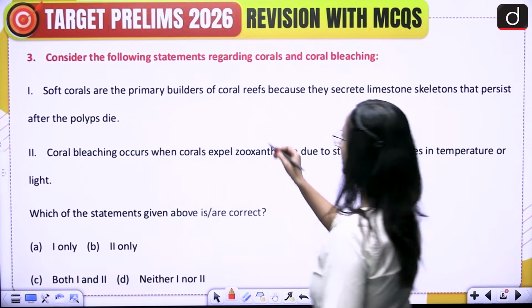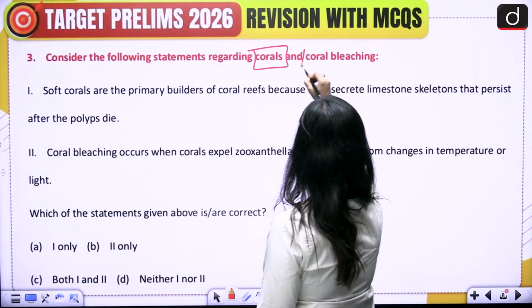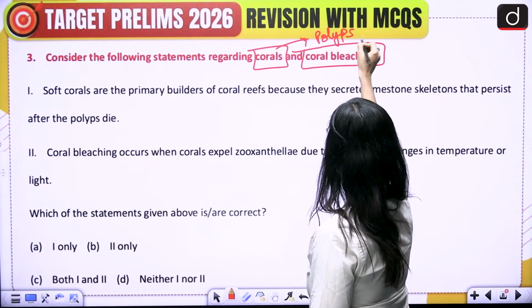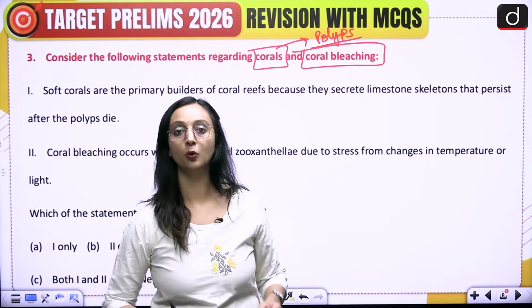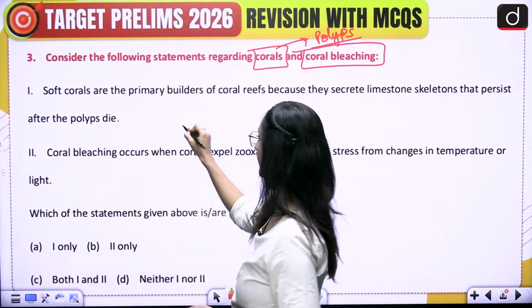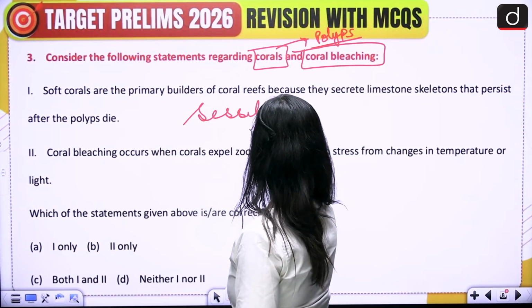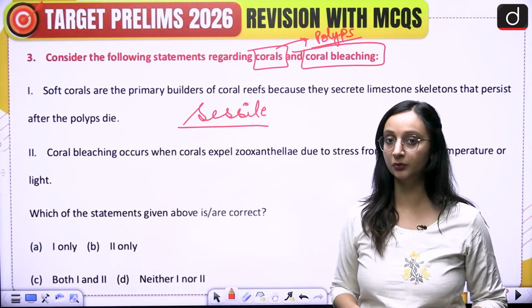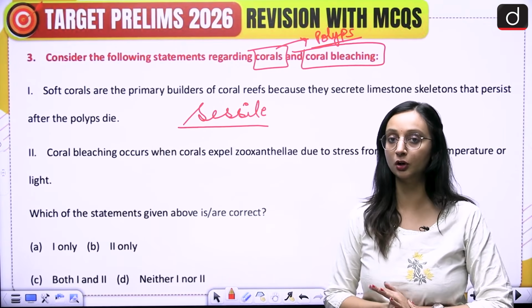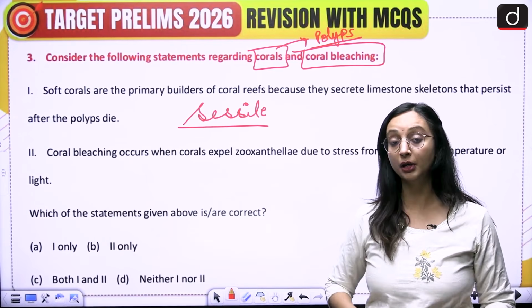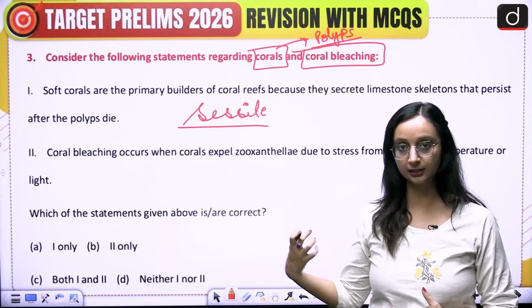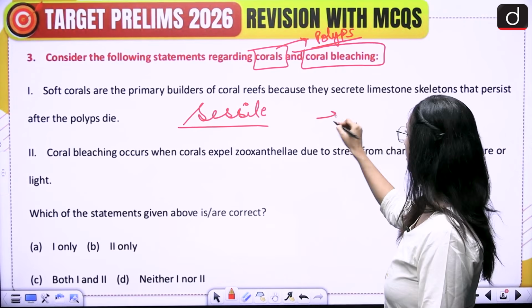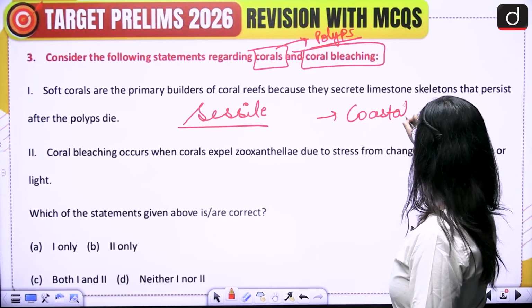Okay. So this question talks about corals and coral bleaching. Corals or polyps. So what are corals? Corals are sessile marine organisms, meaning that they cannot move. They are fixed to the ocean floor. They are sessile marine organisms, but they have a huge contribution to the marine ecosystem, because when they are present, these coral reefs, we'll discuss later what coral reefs are, these coral reefs help in reducing coastal floods.